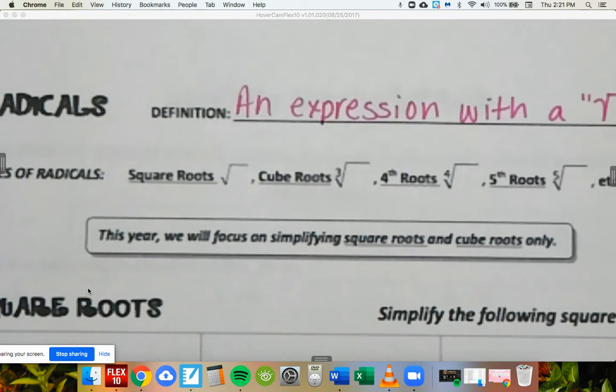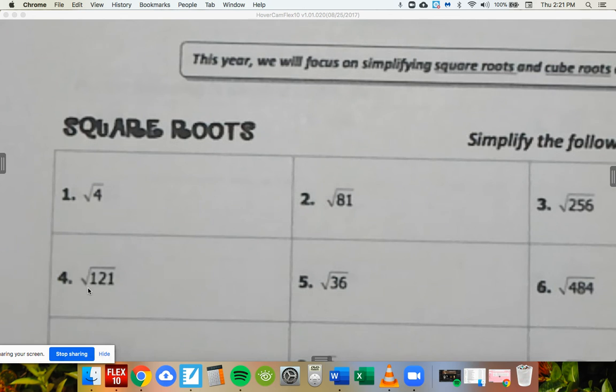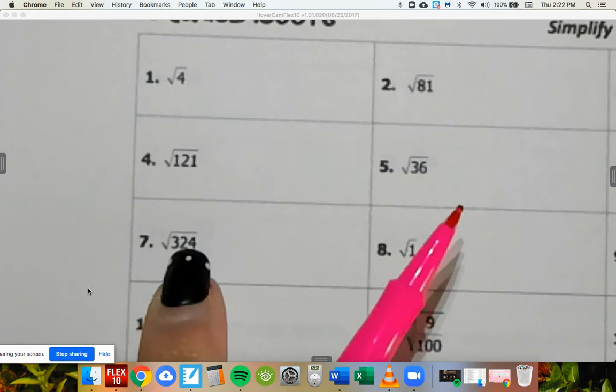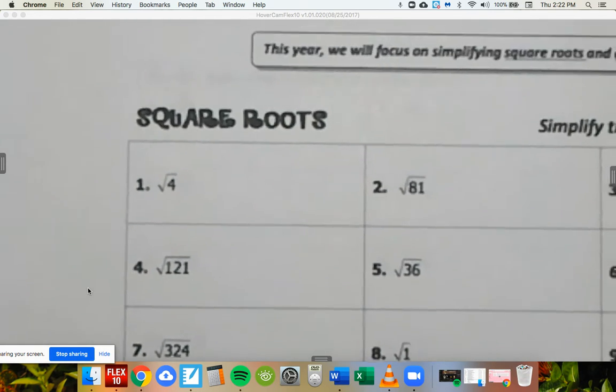Okay, let's practice some of these. So there's a couple ways you can do it. Like I said, you could use a calculator. Nothing wrong with that. Or you can use your brain as much as possible. But if not, break out that calculator. And in fact, on some of these, we may have to do that. If numbers get big, like 484 or 324, you may not know what number times itself is 324. In that case, we'll use a calculator.